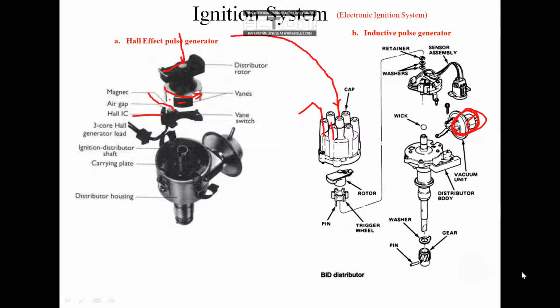Now we'll see the inductive type of distributor. This was a Hall effect distributor, and this is an inductive distributor. In the inductive distributor, instead of a vane, a reluctor is present. This is a rotor which has edges or peaks. These peaks are equal to the number of cylinders in your engine, or the number of cables going out through the distributor. Similarly, the number of cut portions here is equal to the number of cylinders. These are the peaks present on the rotor.